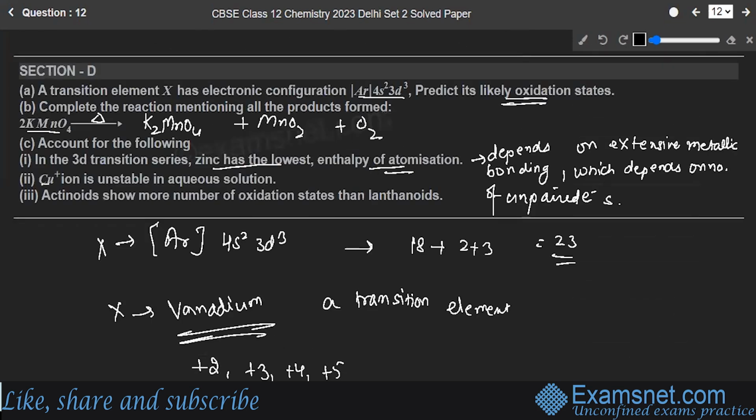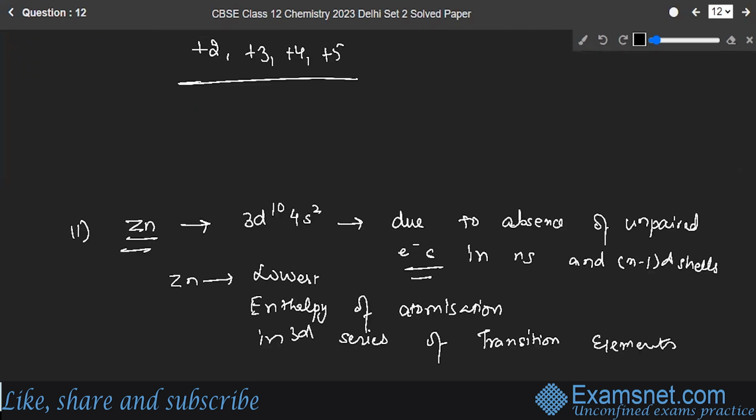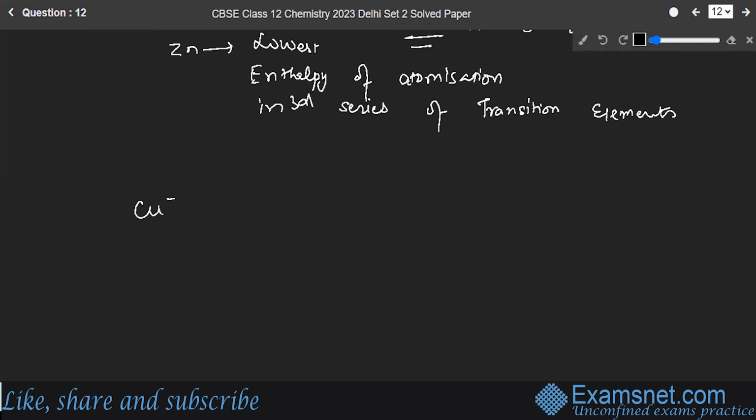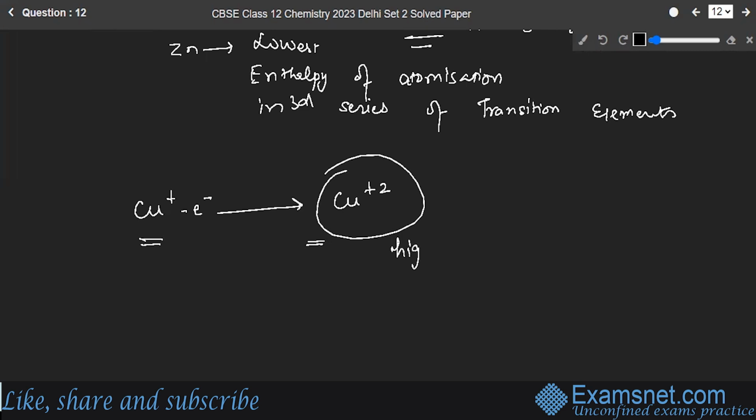Now, the second part: Cu+ ion is unstable in aqueous solution. See, this is unstable because when you convert Cu+ to Cu2+, energy is required to remove one electron from it. The high hydration energy of Cu2+ compensates for it.